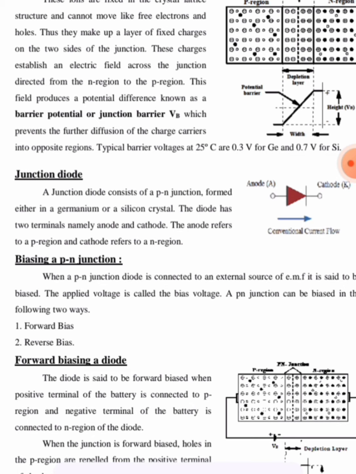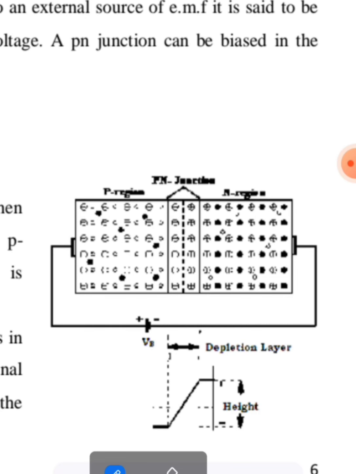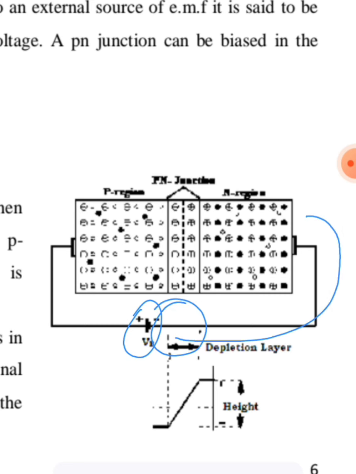Whenever the diode is forward biased, holes are the majority in the P region and electrons are the majority in the N region. Whenever the diode is forward biased, holes in the P region are repelled from the positive terminal of the battery, and electrons from the N region are repelled due to the negative terminal of the battery. Because of this repulsion, the electrons move towards the junction in the N region, and holes move towards the junction in the P region.